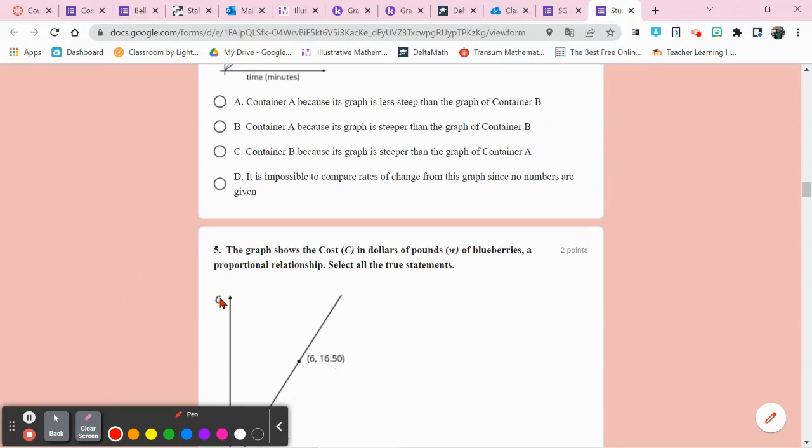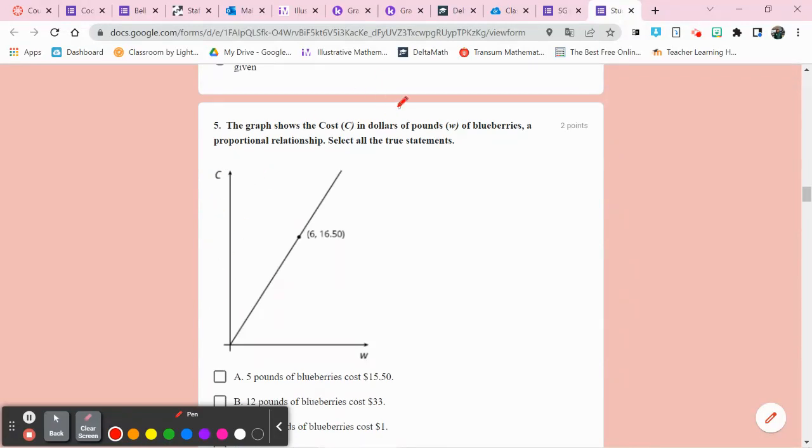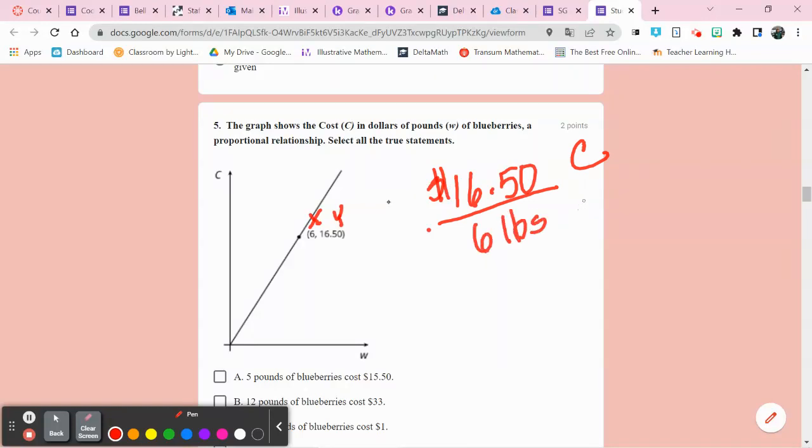Clear that. Question 5. The graph shows the cost, C, cost right here, in dollars of pounds, W, of blueberries, which is a proportional relationship. And we know it is because it's a straight line that goes through the origin. And they want you to select all the true statements. And I see they gave us a point on that line of (6, 16.50). So this is our X value, this is our Y, but notice they're using different letters. That's fine. So $16.50, that's our cost, for 6 pounds of blueberries, which was a W.